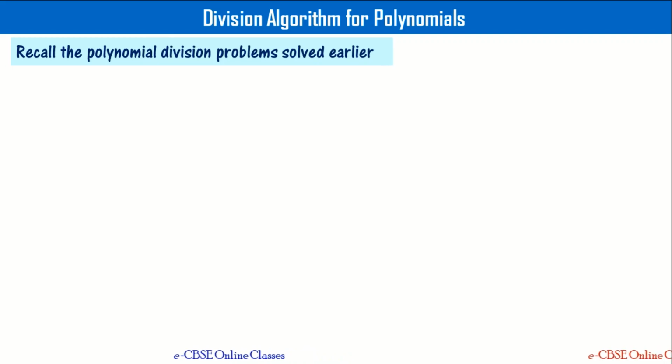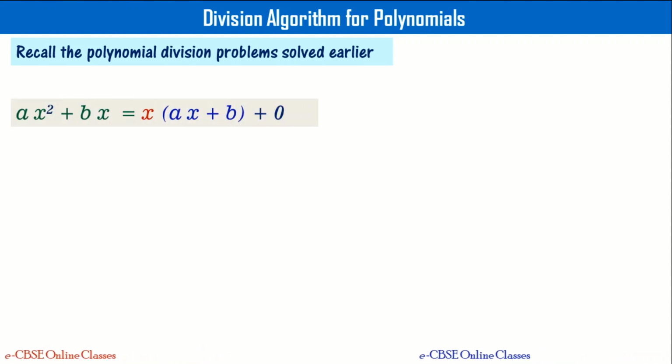You may recall the polynomial division problems we have solved earlier in our videos on polynomials chapter. If you have not seen them yet, please go and check them. Otherwise also, it's not going to affect much. You see that we have written a few polynomial division problems as the equations shown here. That is ax square plus bx equal to x times ax plus b plus 0. Here the remainder is 0, divisor is x, and quotient is ax plus b, and dividend is ax square plus bx. Similarly, for a few other division problems also we have written like that.